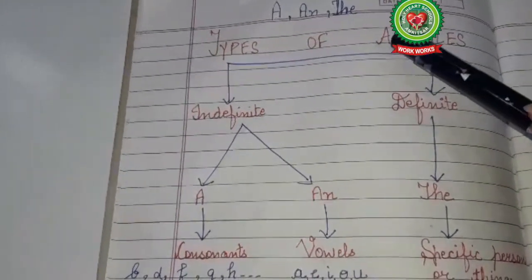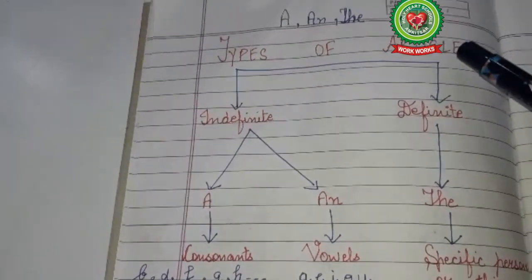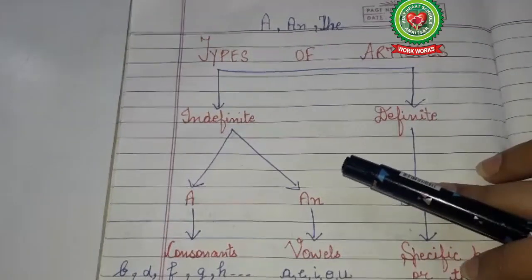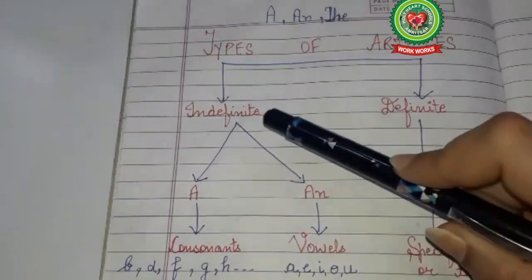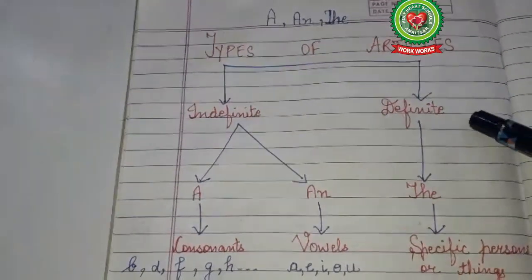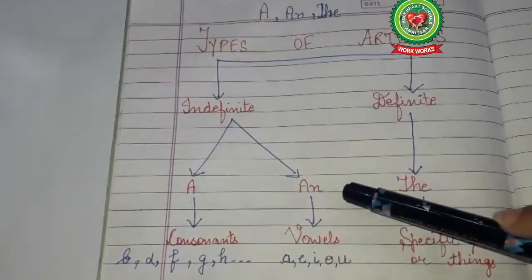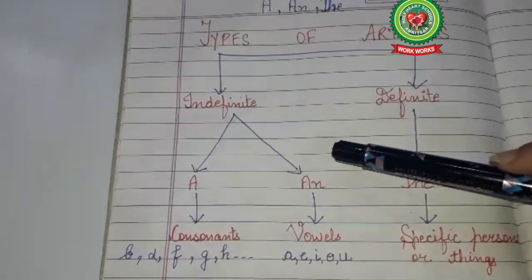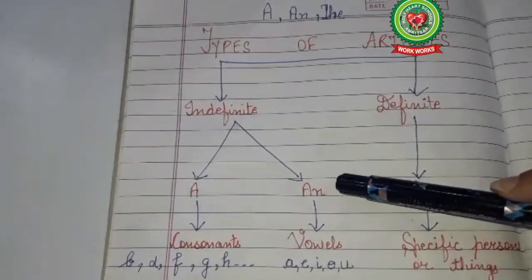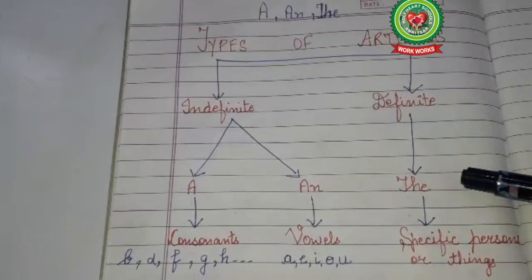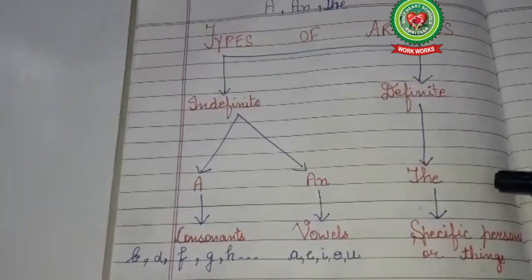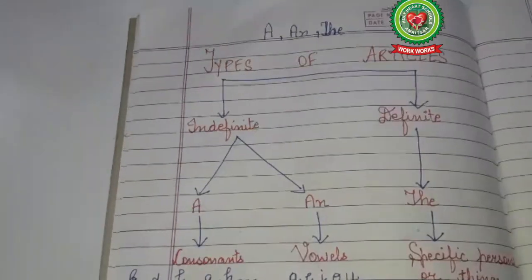Now look at page number 47 in your book for rules. You know that articles are of two types, indefinite articles and definite articles. A and an are indefinite articles because they do not refer to a particular person, place or thing, and the is a definite article because it refers to a particular person, place or thing.